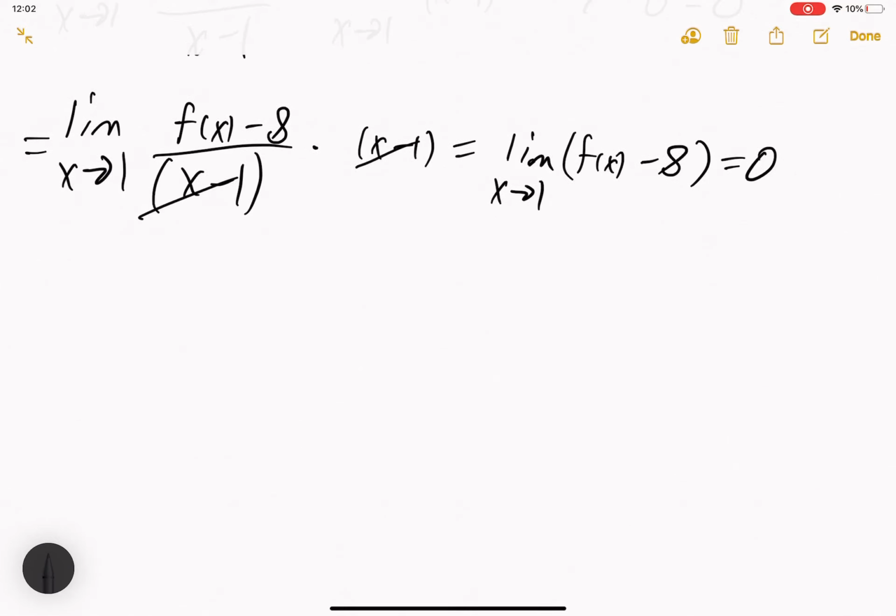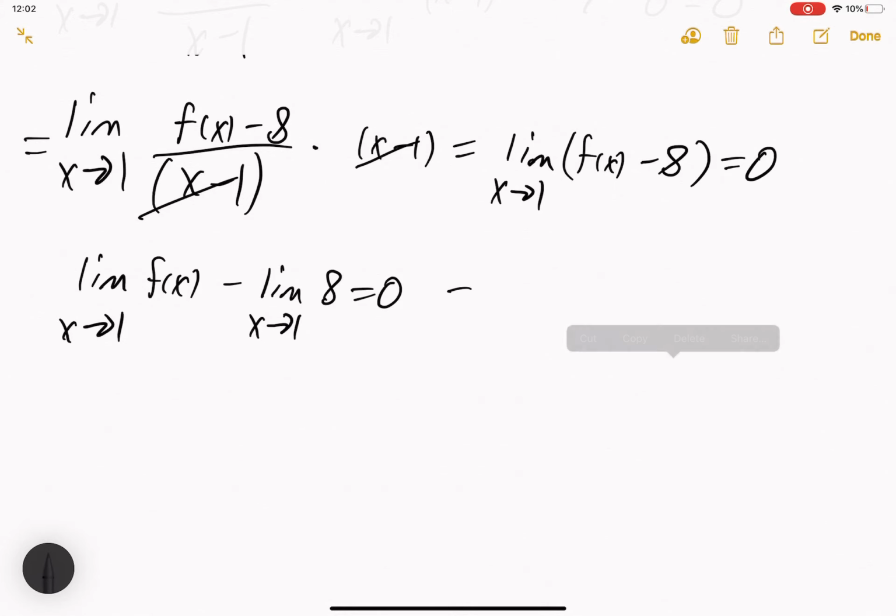Thus, using more limit laws, we get the limit as x goes to 1 of f(x) minus the limit as x goes to 1 of 8 is equal to 0. We just move this to the other side. And the fact that the limit of a constant is equal to the constant basically implies that the limit as x goes to 1 of f(x) is equal to 8.